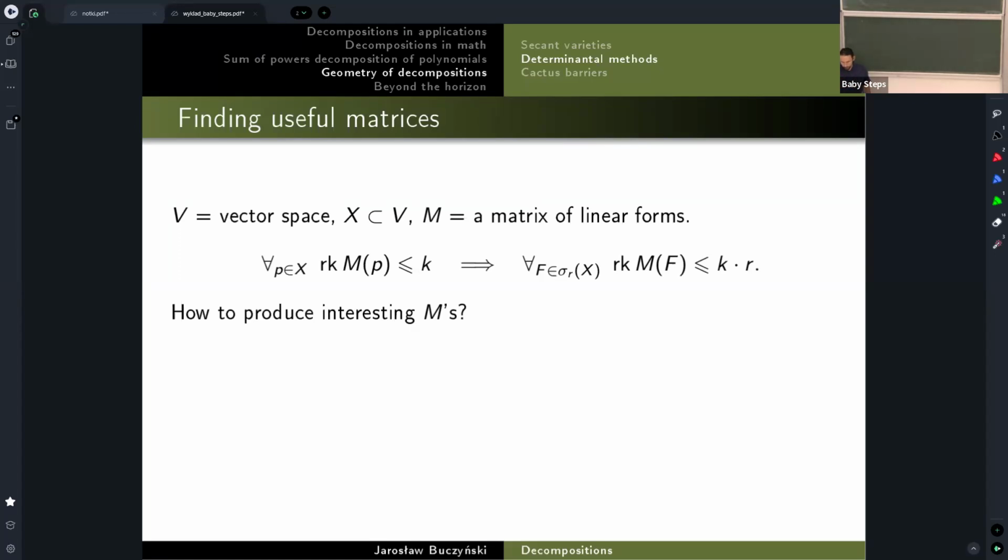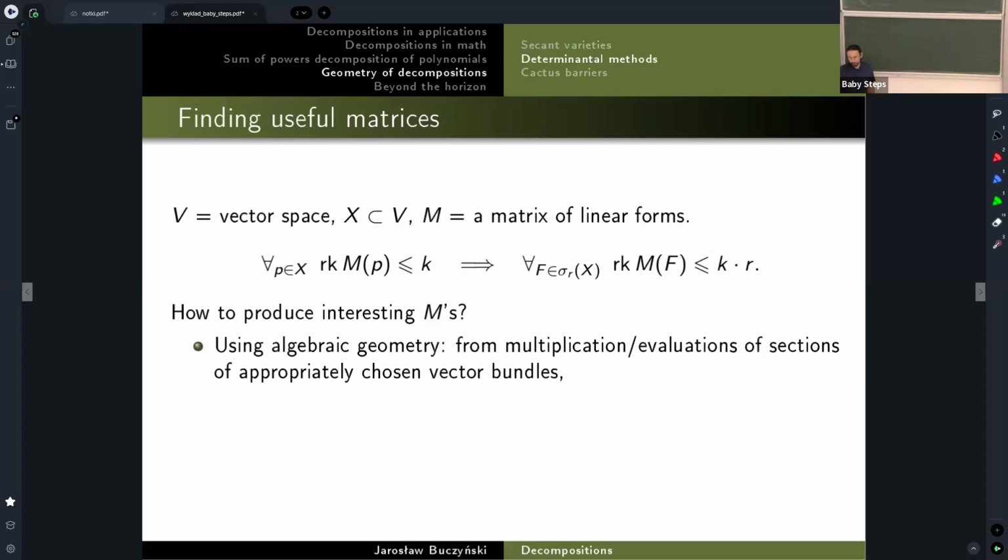And so, first of all, how to produce some interesting M's. Some of them are easy to write explicitly, but if you want a general construction, you need to use something more serious. This comes from algebraic geometry: it comes from multiplying and evaluating sections of vector bundles, maybe also of some coherent sheaves in some cases.